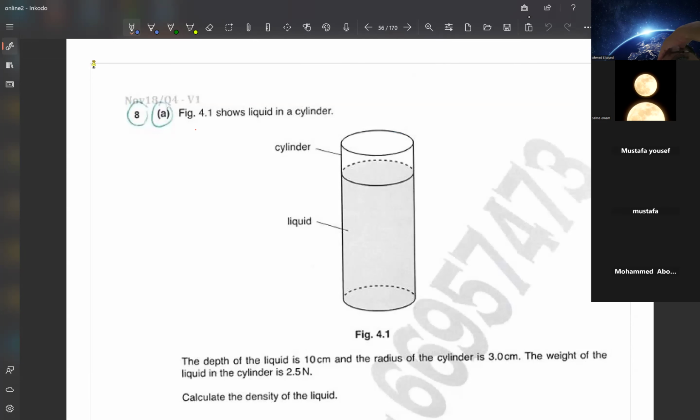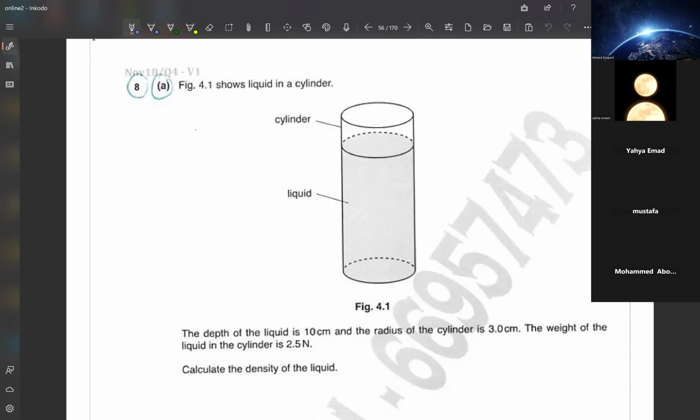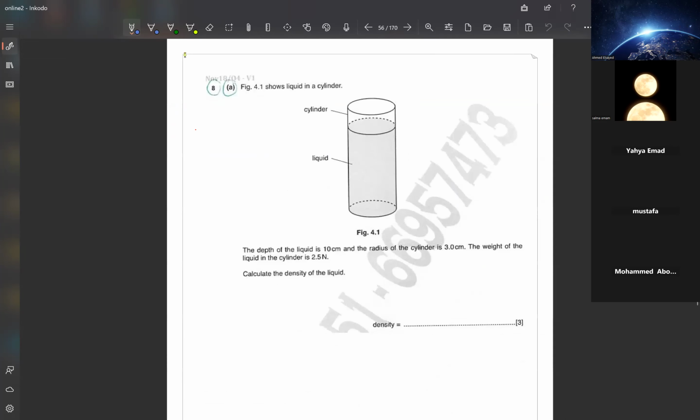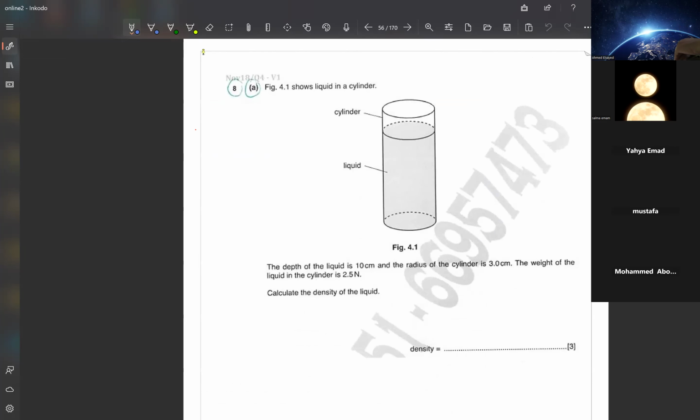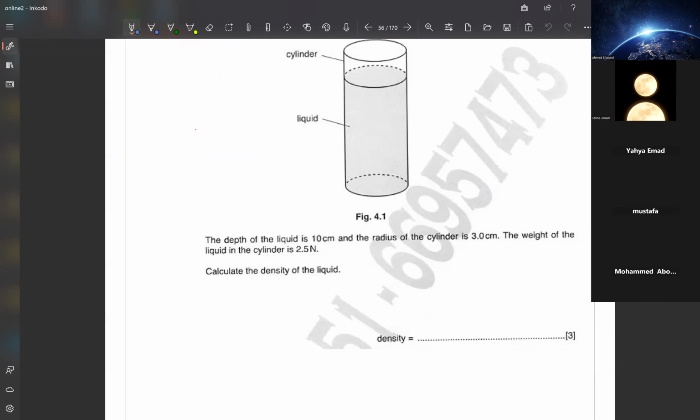Now, this is a question for Yahya. The depth of the liquid is 10 centimeter. The radius of the cylinder is 3. The weight of the cylinder is 2.5 Newton. Calculate the density. So we need to find density.